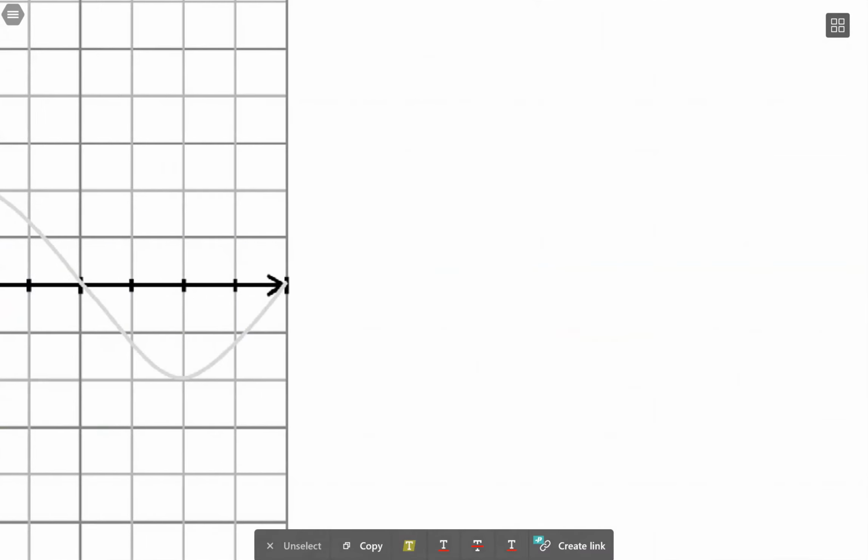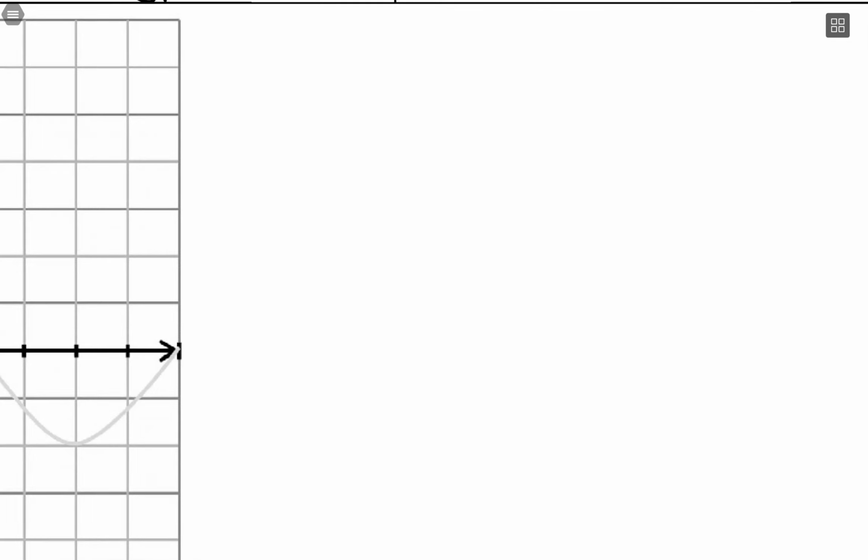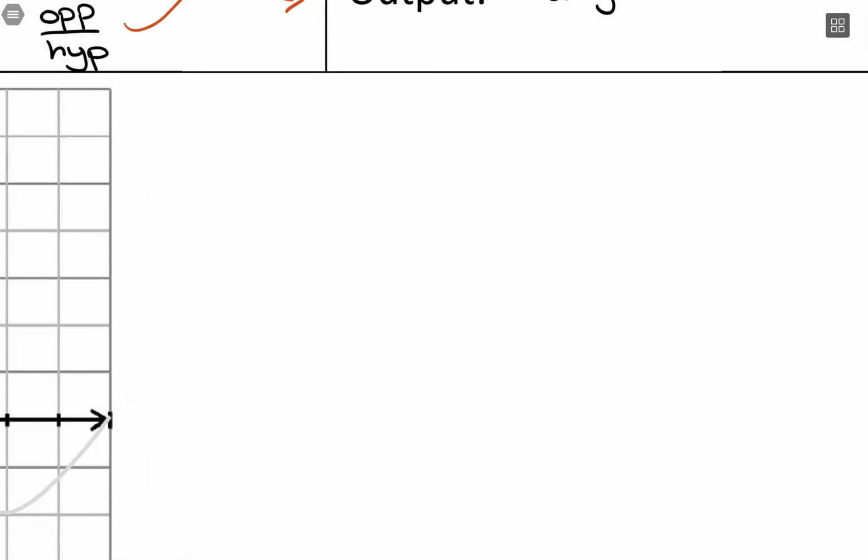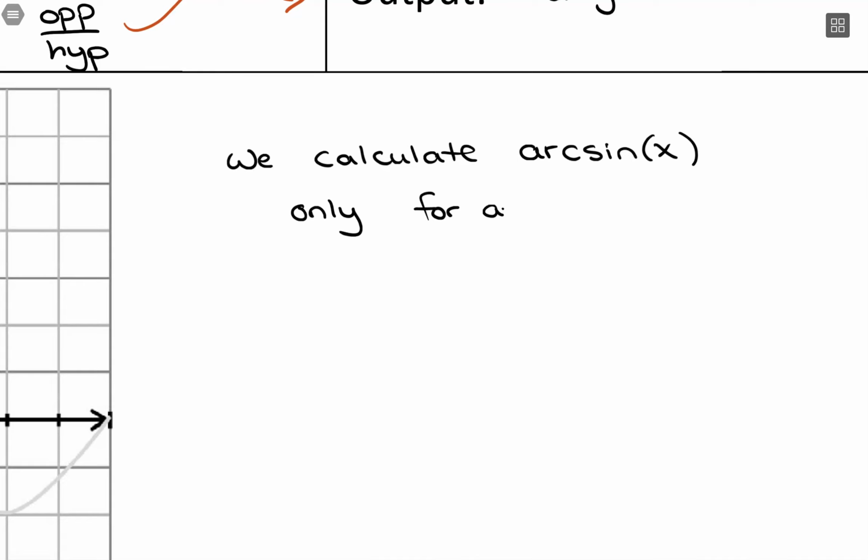So for this, we have our restricted domain, which means we calculate inverse sine of x. I'm going to write it as arcsine, only for angle measurements from -π/2, and we're going to include those endpoints, to positive π/2, or -90 degrees to positive 90 degrees if we were working in degree measurements.